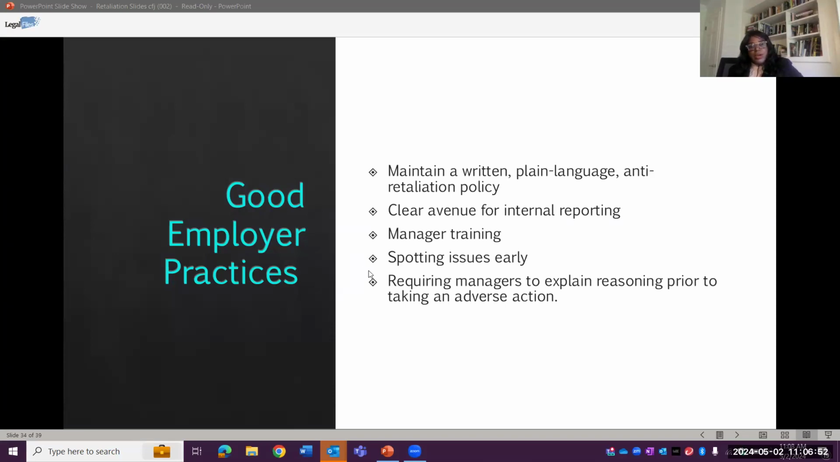And then requiring managers to explain a reasoning prior to taking an adverse action. And sometimes when you get together and have thought partners who can think about ways to avoid matters, it can be very helpful instead of doing things maybe when an individual is angry and is acting in a vacuum.